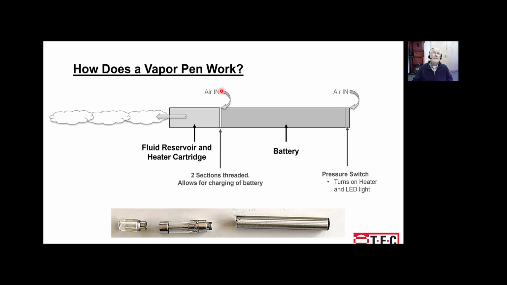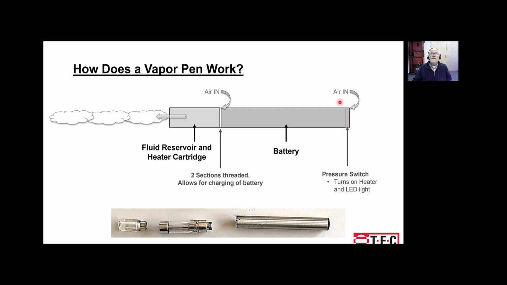Most of the makeup air usually comes in at the threaded connector between the cartridge, which contains the fluid and also contains the heater, and the battery section, which contains the battery, of course, but it also contains a little circuit board on the end here that has a pressure switch and an LED light and some other circuitry that causes that light to flash when the battery level is down and it needs to be recharged.